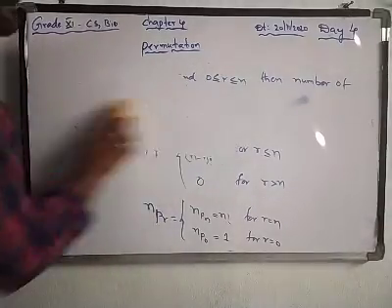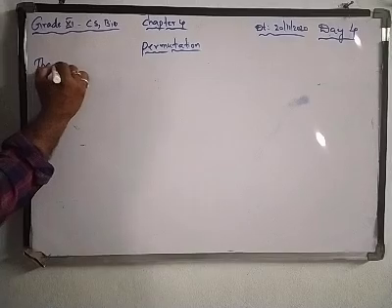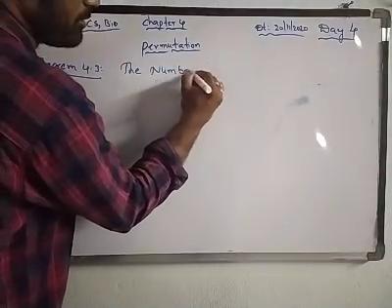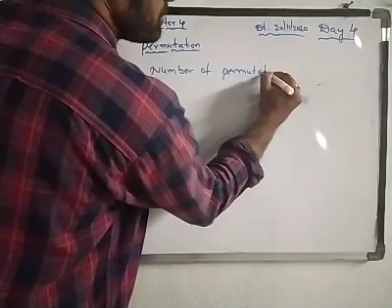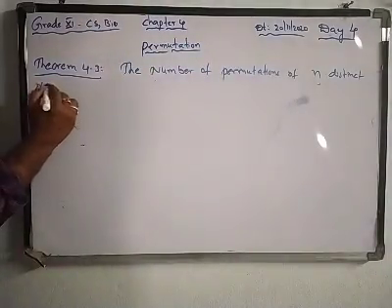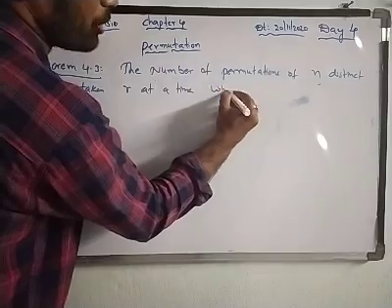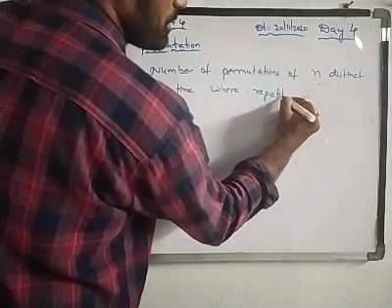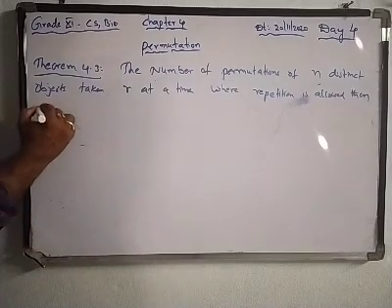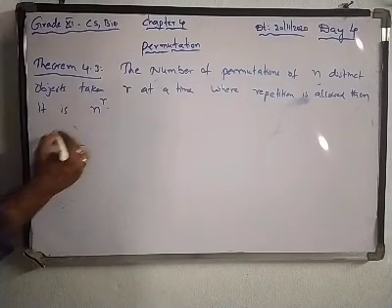Next, let us talk about theorem 4.3. The number of permutations of n distinct objects taken r at a time, where repetition is allowed, so very important this one, where repetition is allowed, then it is n power r, n to the power r. Okay, let us discuss all these questions in the exercise.